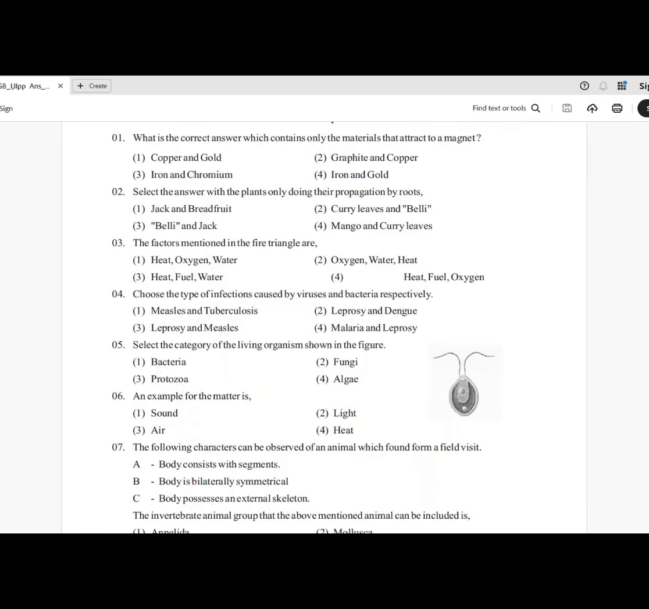Question number 4. Choose the type of infections caused by viruses and bacteria respectively. 1. Measles and tuberculosis. Answer 2, leprosy and dengue. Answer 3, leprosy and measles. 4. Malaria and leprosy. Answer number 1, measles and tuberculosis. Measles is caused by a virus. Tuberculosis is caused by bacteria.